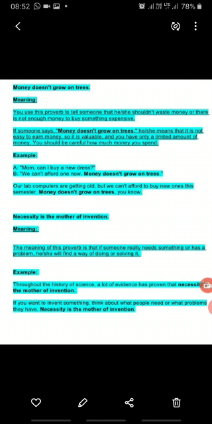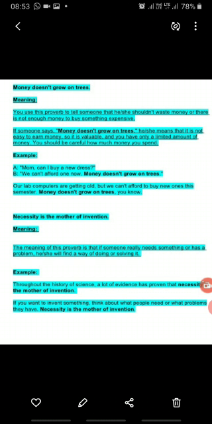If you are saying to your mom, can I buy a new dress? And your mom will say, we can't afford one now because money doesn't grow on trees. So this is a proverb. And what does it mean? We shouldn't waste our money if we have no need.